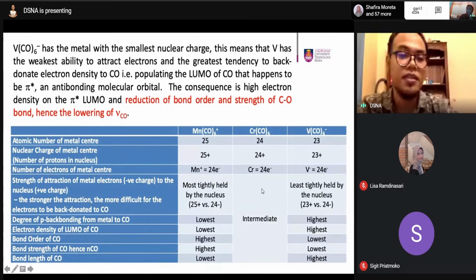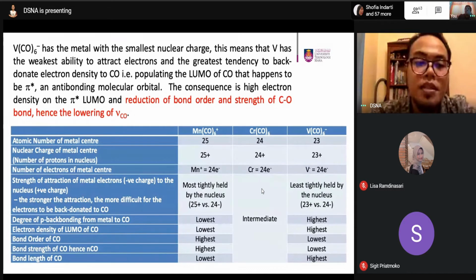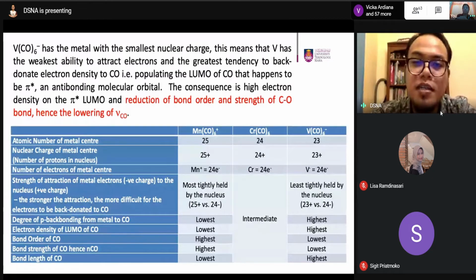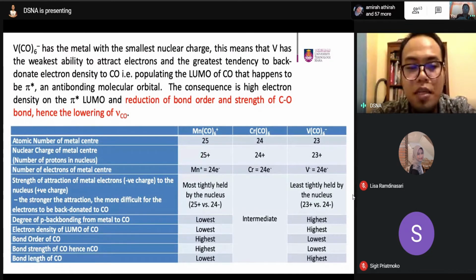So this will affect the pi-back bonding because when it is tightly held, then definitely agak sukar untuk kita mendermakan elektron semula kepada carbonyl. So it will be less likely for the pi-back bonding to happen. And then consequently, dan kesannya sudah pasti LUMO kita yang kosong tadi tidak akan terisi atau kurang terisi. So electron density of LUMO will be lower.